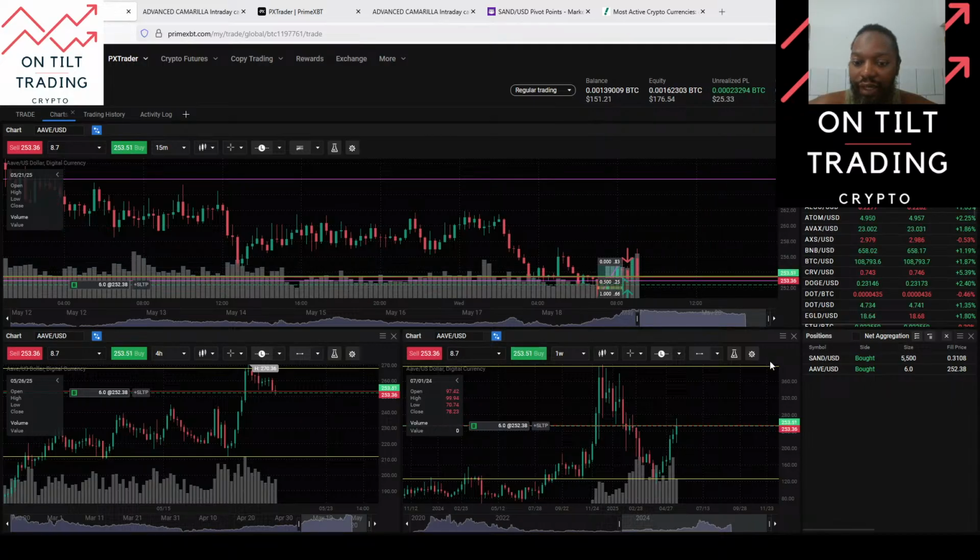Up this morning we have AAVE. AAVE got my attention this morning, opening up here at the S3 Camarilla pivot level. So this is an area of discount. So I would be looking for a buy in this area, and I would look to trade it up to this R3 Camarilla pivot level.